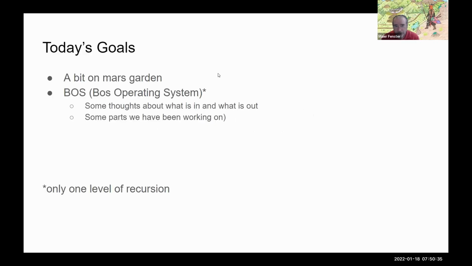So, what are we going to do today? First, I want to give you a little update about Mars Garden, because I've been in contact with people and found some stuff. And then we'll talk about BOS, which is an acronym for BOS Operating System. And as Eric pointed out, there's only one level of recursion, because the second BOS is a species of cattle.